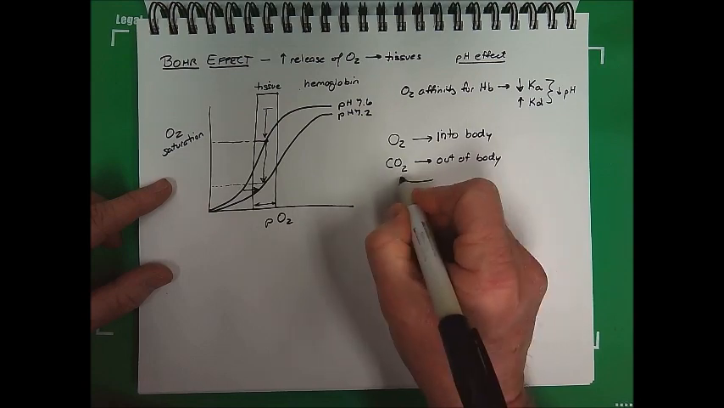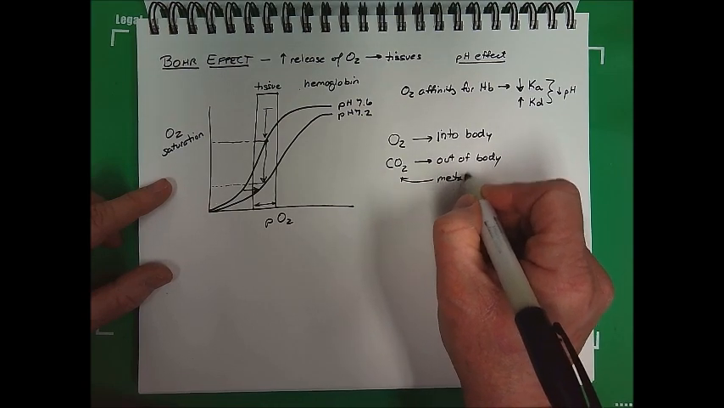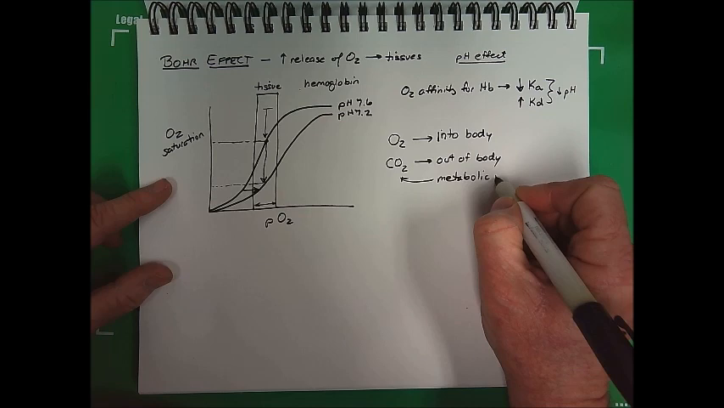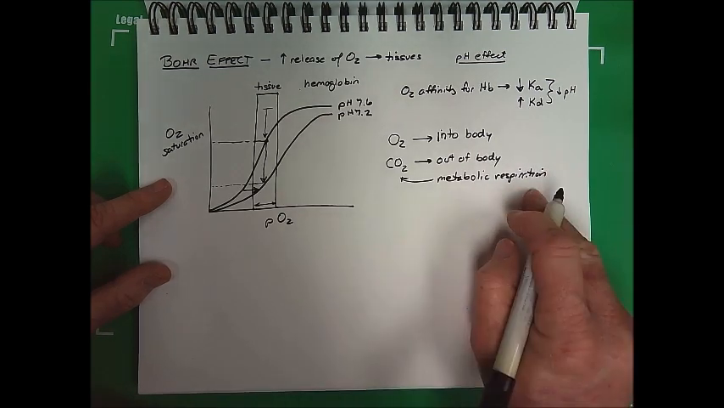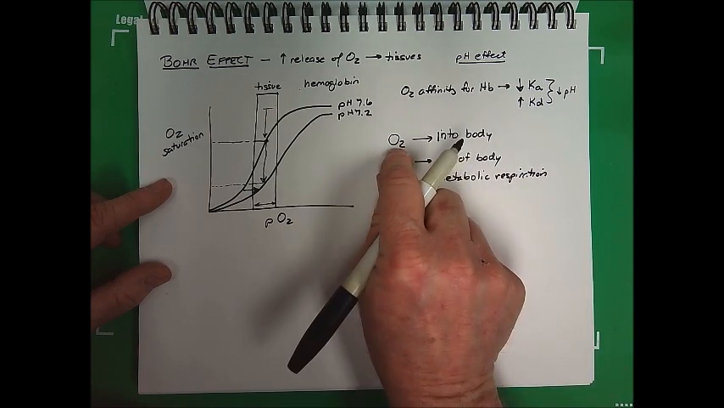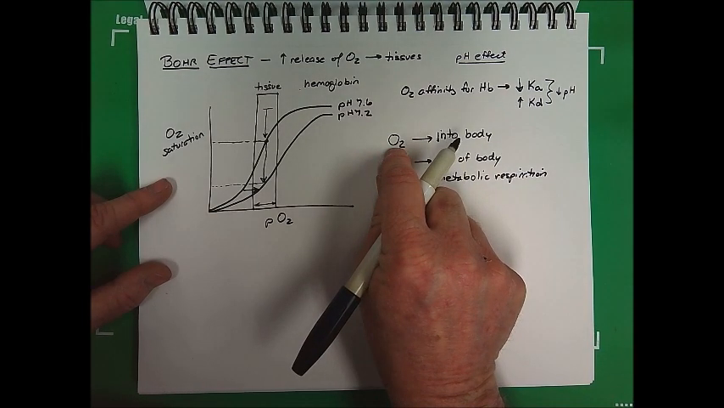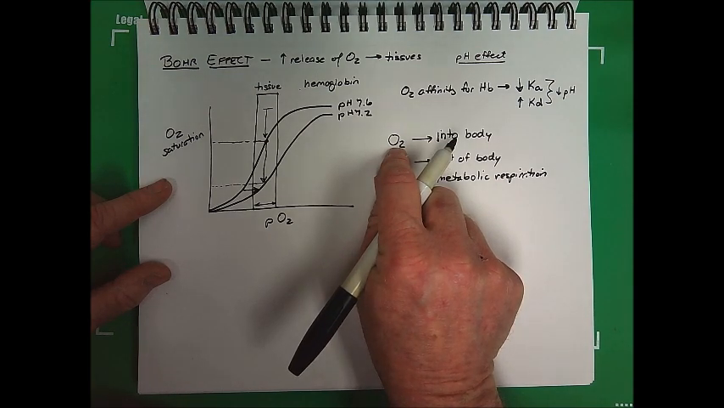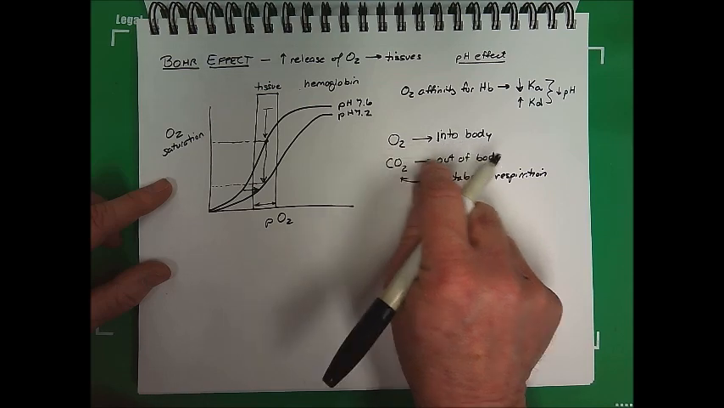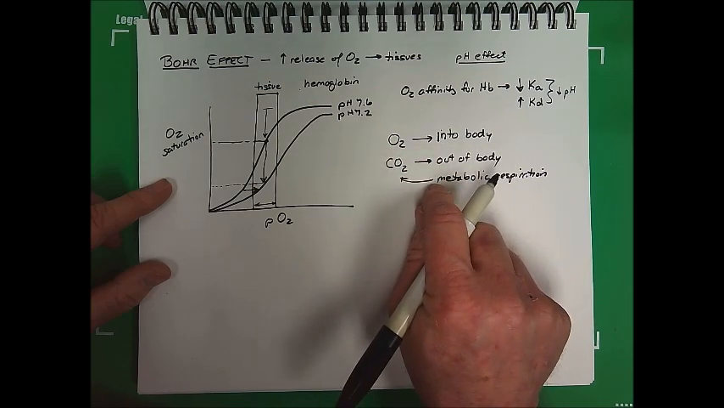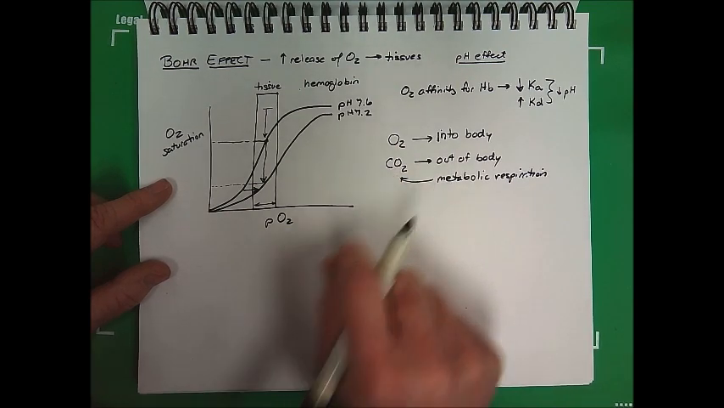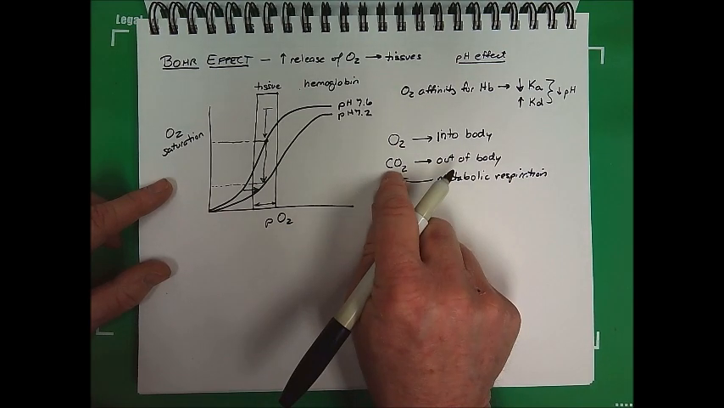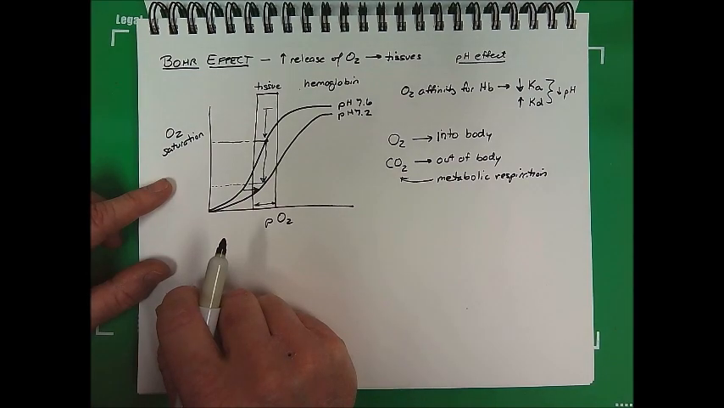The CO2 is from what's called metabolic respiration. Metabolic respiration is simply using oxygen as our final electron acceptor, which we'll get into in oxidative phosphorylation, in order to generate energy. The byproduct of the oxidation of our fuels is CO2. And so CO2 is a waste product.